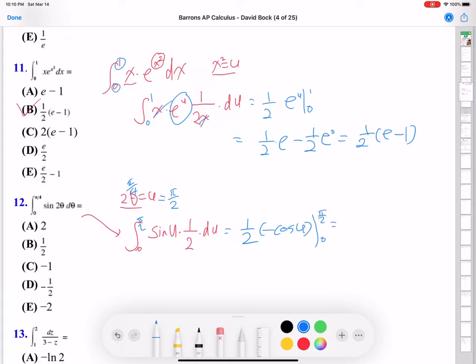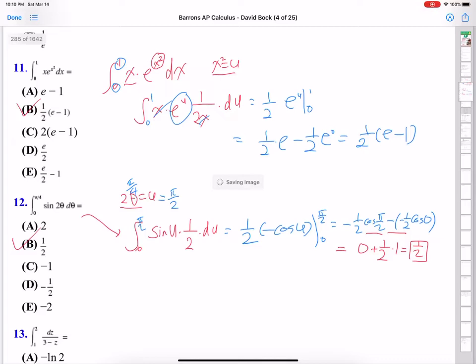Plug in top number first. Negative 1/2 cosine pi over 2 minus, plug in bottom number, negative 1/2 cosine 0. So cosine pi over 2 is 0, right? So that first part will be 0, and then negative and positive 1/2, and cosine 0 is 1. So the final answer is 1/2. That means B is the answer. Let's go to number 13.